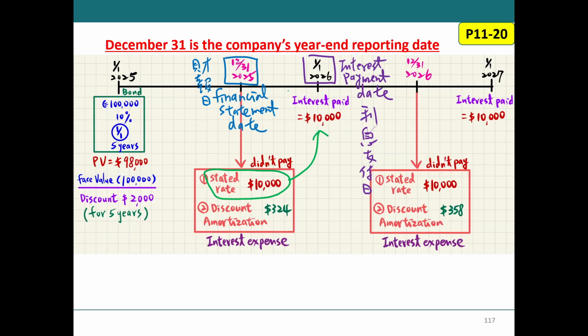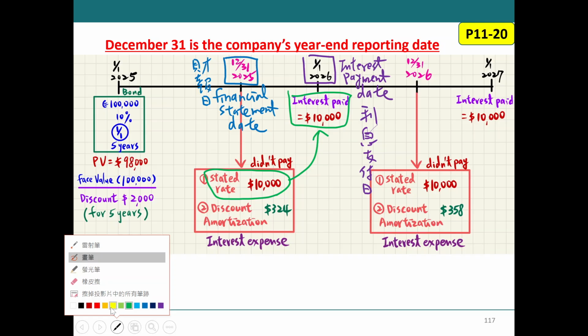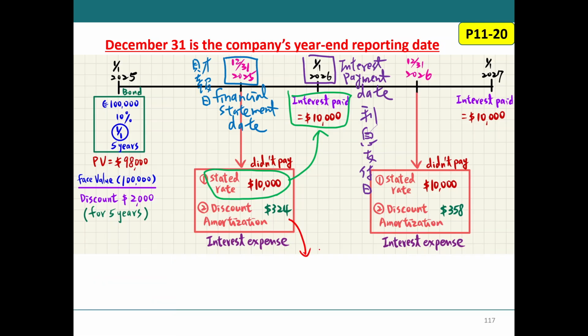Next date, you pay it. How about your second cost of borrowing? We don't pay it. So for your second cost of borrowing, we didn't pay it. Okay? Any questions? So you have to understand, even though next day we just pay the first one, we don't pay the second one.